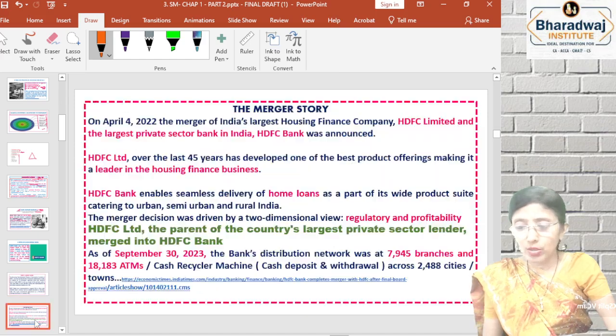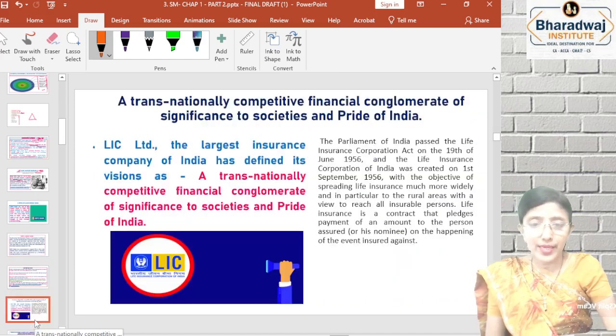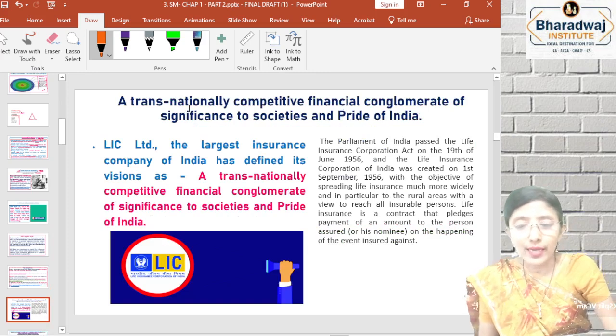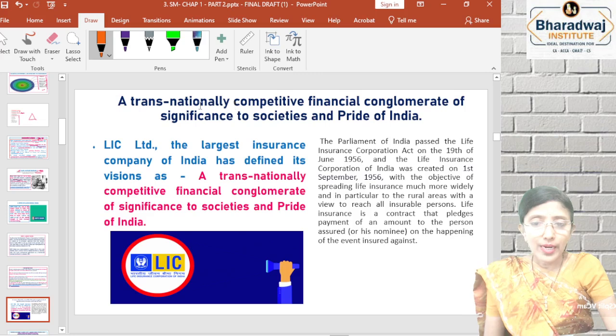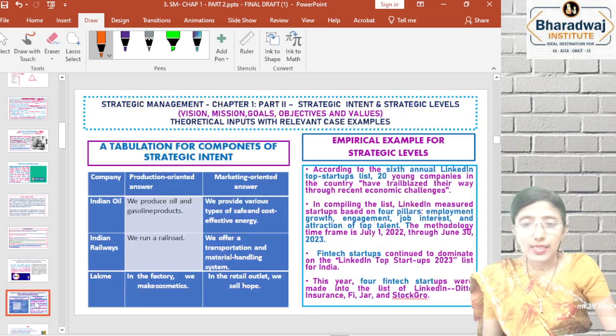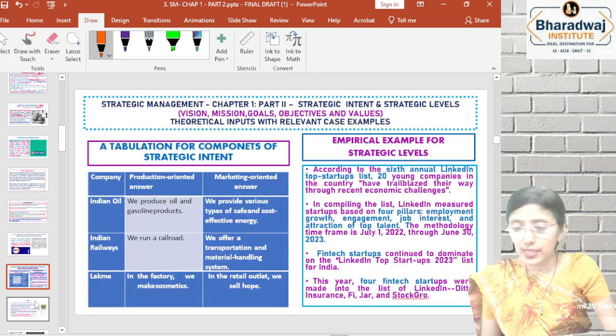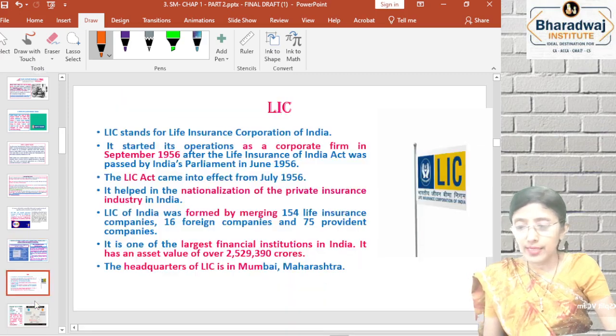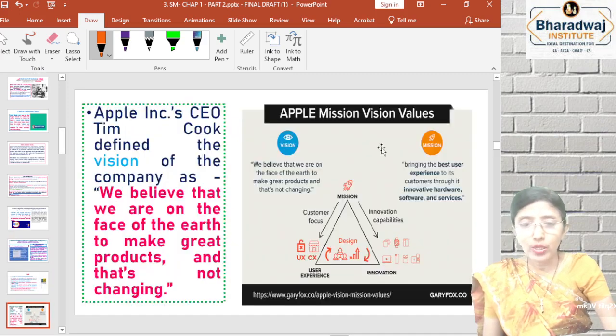So HDFC and all, we have given you a brief note on how to elaborate the case study. Look at this, LIC's vision is a transnationally competitive financial conglomerate of significance to societies and pride of India. That's their vision. Pride of India, okay. Do you understand, my dear students? Please be very, very clear. LIC's example is explicated for you.